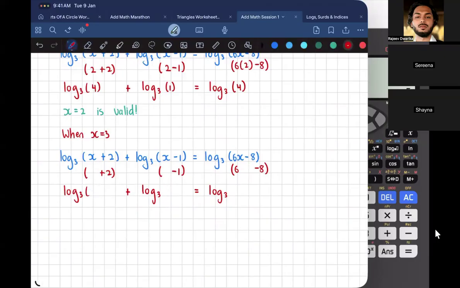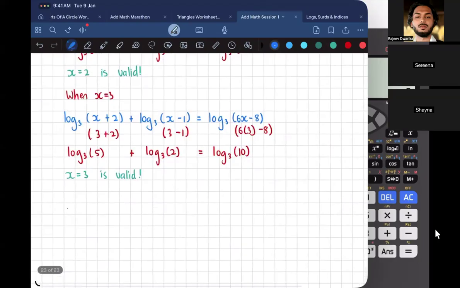Right. So, Serena, x is 3. 3 plus 2 is 5. 3 minus 1 is 2. 6 by 3 is 18. 18 minus 8 is 10. Is everything correct there? Yes, sir. Nice. So you would say x is equal to 3 is valid. So my answers will be x is equal to 2 and x is equal to 3.